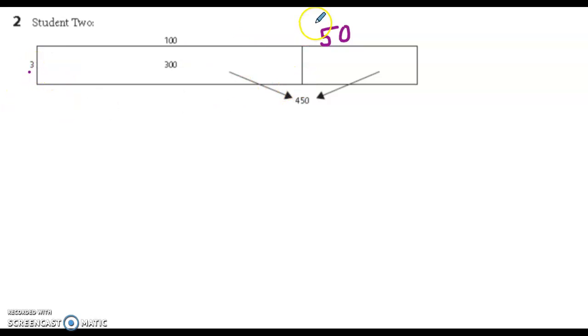Again, if you look, 3 times 5 is 15, and you place that 0 to get 150. And again, 150 plus 300 is 450. So to figure out what 450 divided by 3 would be, I would add my numbers on the top. So 100 plus 50 is 150. So 450 divided by 3 is 150.